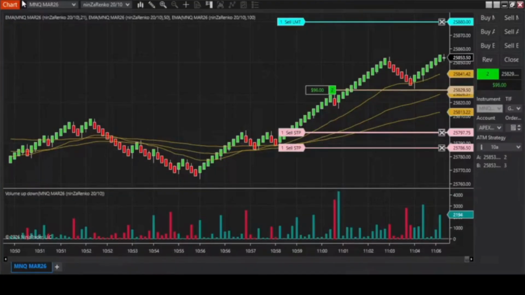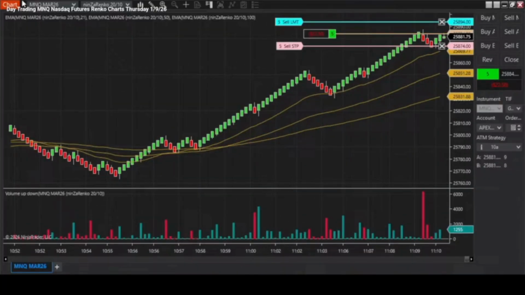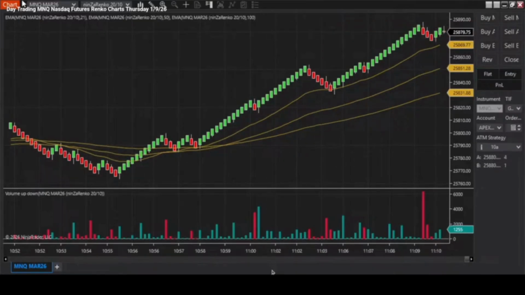Looks like I took another long when it came back and started moving back up. So now I'm in 2 contracts. Order filled. All right, I took it. Another nice trade. Taking the 5 micros again. Order filled. All right, I took it off.